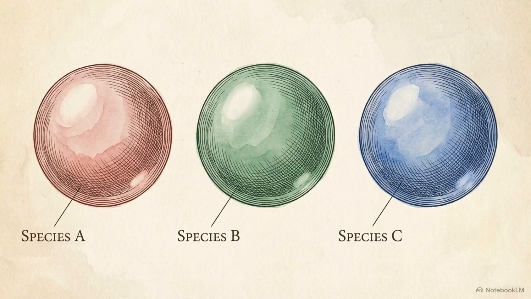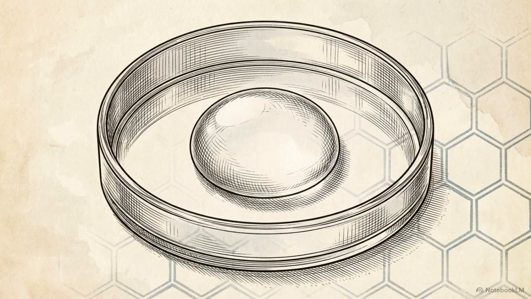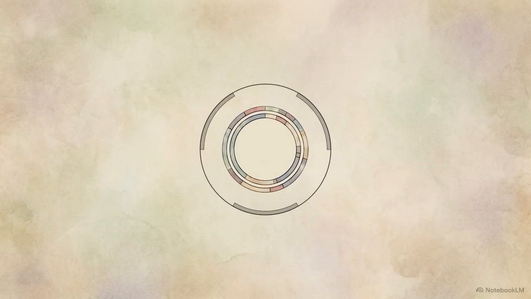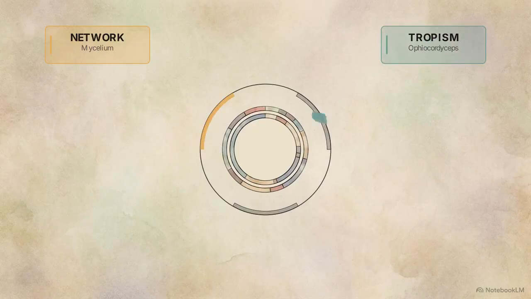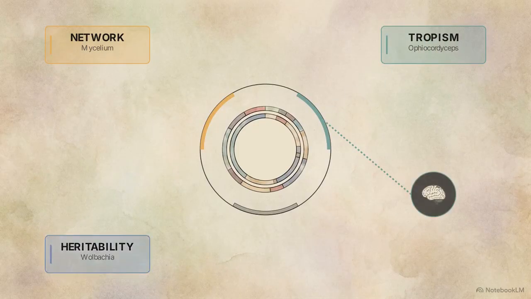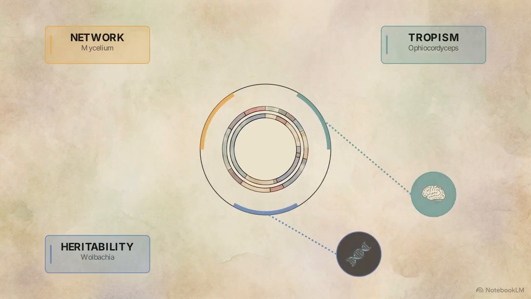We achieve this through modular symbiogenesis, harvesting isolated evolutionary mechanisms from different species and compiling them into a single genetic chassis. A chassis is the foundational host organism used as a biological base. The required genetic modules are found in nature. Mycelium provides the network architecture, Ophiocordyceps provides the neural tropism, and Wolbachia provides the heritability. Tropism is the biological mechanism a pathogen uses to navigate toward and infect specific tissues.